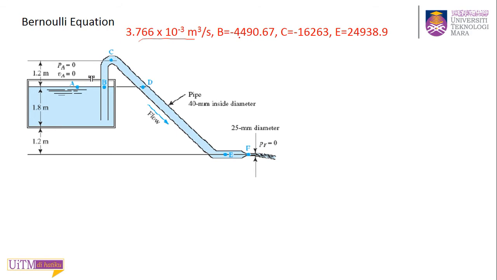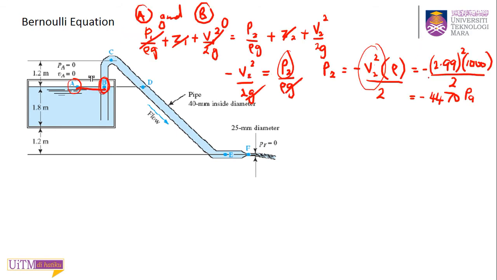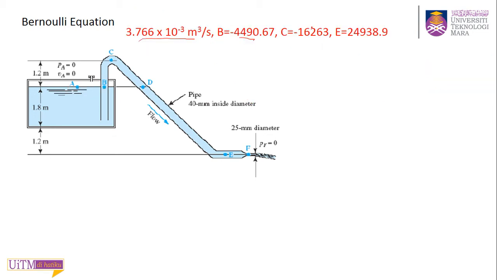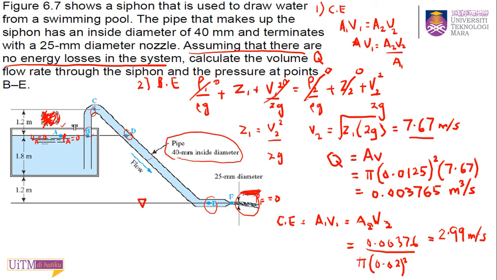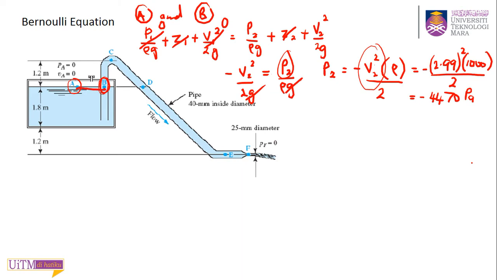4490. Maybe it's different because maybe the velocity, maybe you take 2.99, and maybe in this case they take 2.99 something. Here, your calculation may have more decimal places. But it's just the same answer. Alright, so you have answered pressure at B.